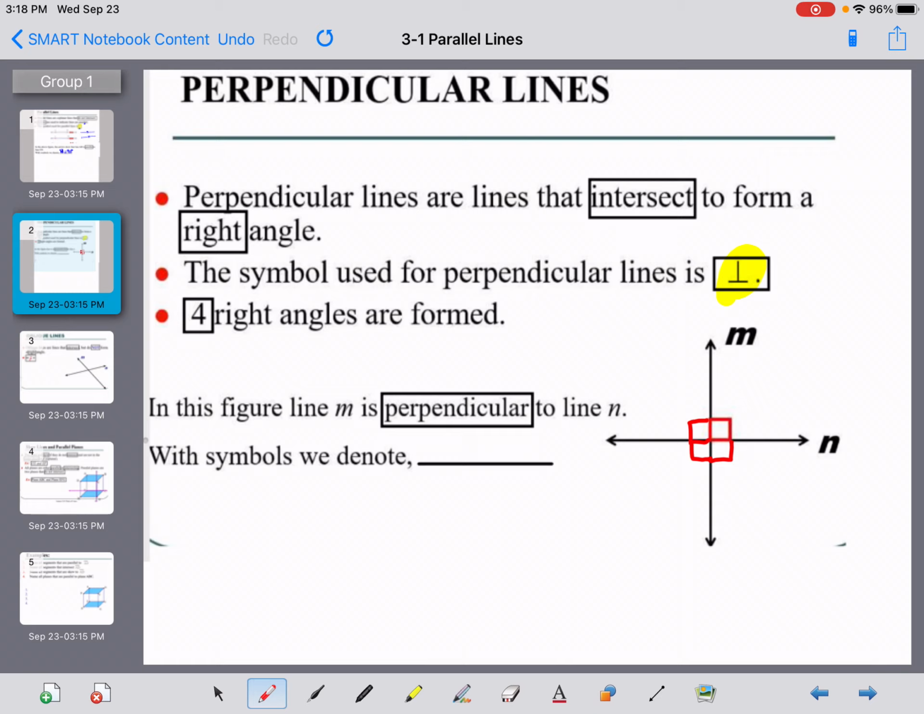In this figure, we see that line M is perpendicular to line N. So if I wanted to notate that in symbols, I would say N perpendicular. Oh wait, M came first. So M perpendicular to N. And those little lines indicate their lines.